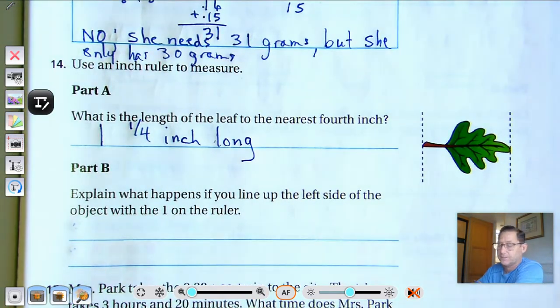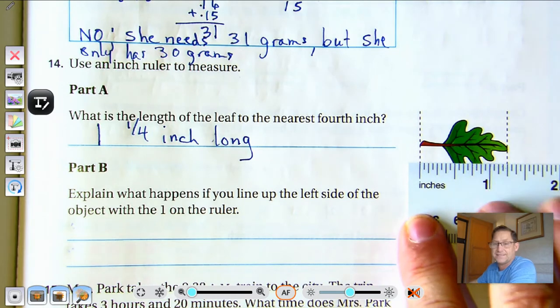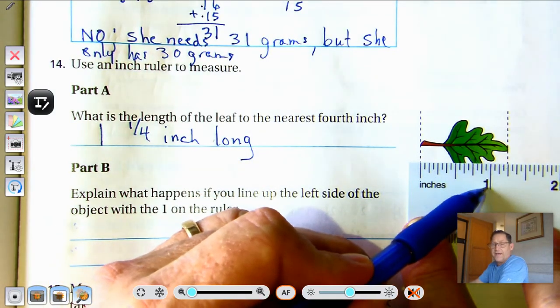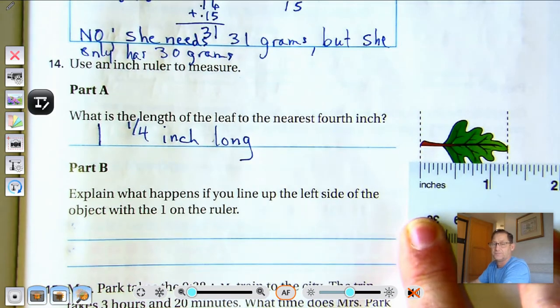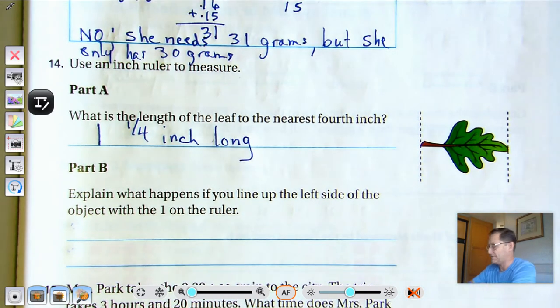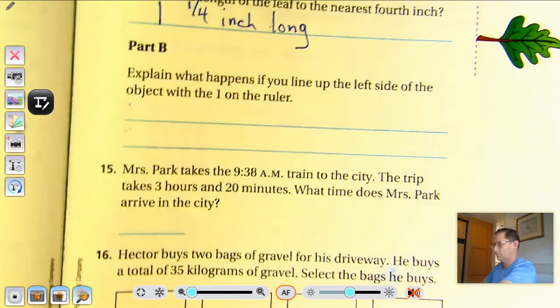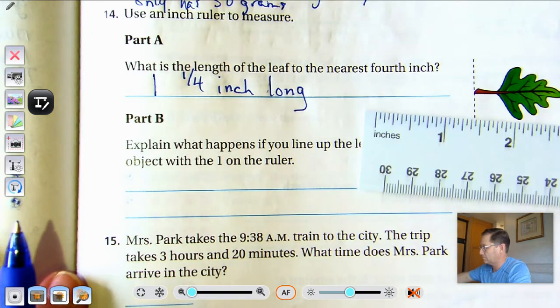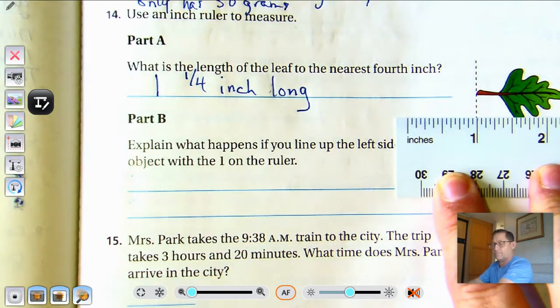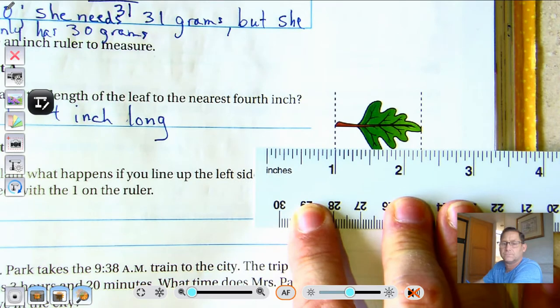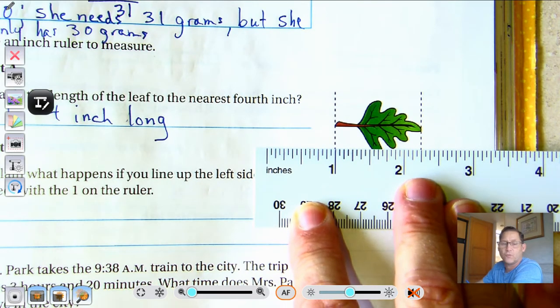Okay, not just 1/4 inch. Because look, if we put it at 0, the leaf is longer than 1. So it's 1 whole inch and a fourth of a second inch. So 1 and 1/4. What happens if you line up the left side of the object with the 1 on the ruler? Well, if I put it at 1, I would say the leaf is 2 1/4. Wouldn't I be off by an inch? Yeah.